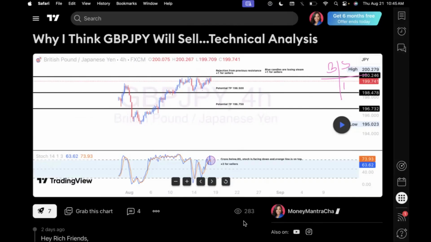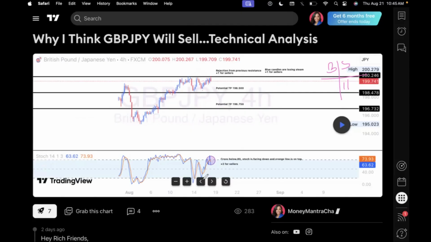Now, the rest of my confirmations come from this indicator I have on the bottom of my chart. This is the stochastic oscillator. If you want to use this indicator, you can just click the indicators tab on TradingView and you can search for the stochastic. S-T-O-C-H-A-S-T-I-C. And you just want to stick with the original stochastic. You don't want to add one to your chart that is like the stochastic RSI or anything like that.